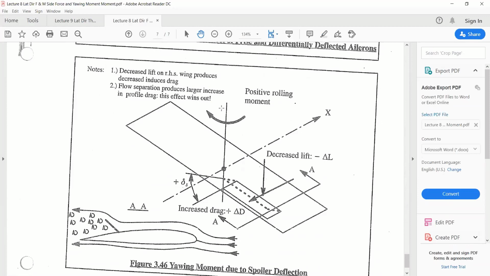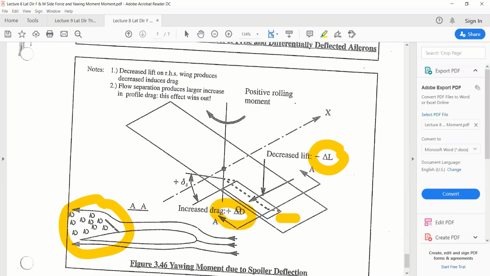So here's a spoiler, a lift spoiler. On this side, it's deflected up enough to spoil the flow. In other words, you get stall behind, and that's what they're showing you right here. So it's stalled, which means the lift goes down, the drag goes up. So here's the decreased lift, here's the increased drag.